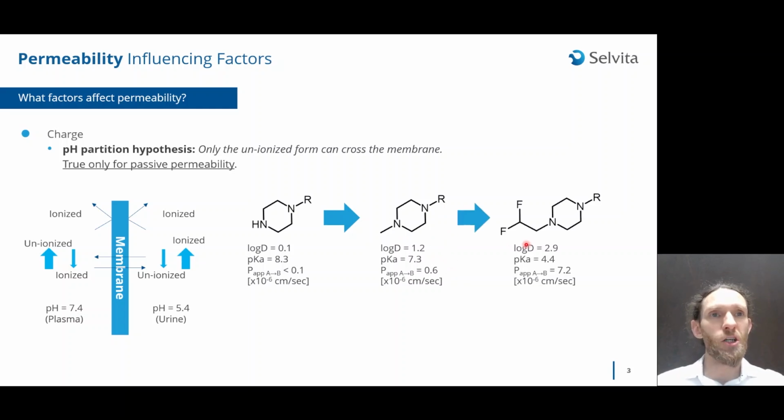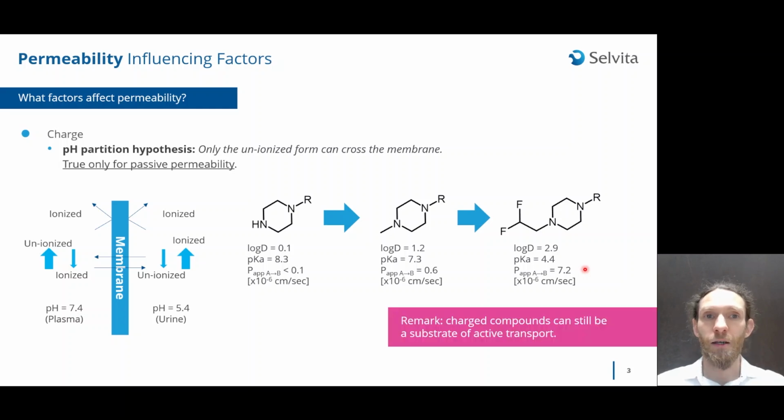If we strip the molecule of all basicity by introducing this electron-withdrawing difluoroethyl group, the compound becomes much more lipophilic, non-basic, and already quite highly permeable. One remark: charged compounds can still be substrates of active transport. So even though the uncharged compound can passively permeate the membrane, the charged compound can still be actively transported.